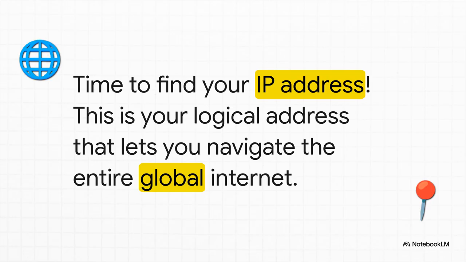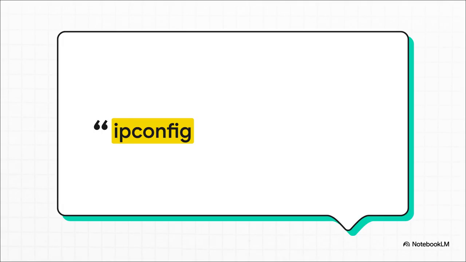Awesome. Now, let's move one level up to layer 2, the internet layer. This is where your logical address lives, the one that lets you cruise around the entire internet. To find this one, the command you want is ipconfig. This is one of the most fundamental networking commands out there, and it gives you a quick snapshot of your computer's identity on the network.